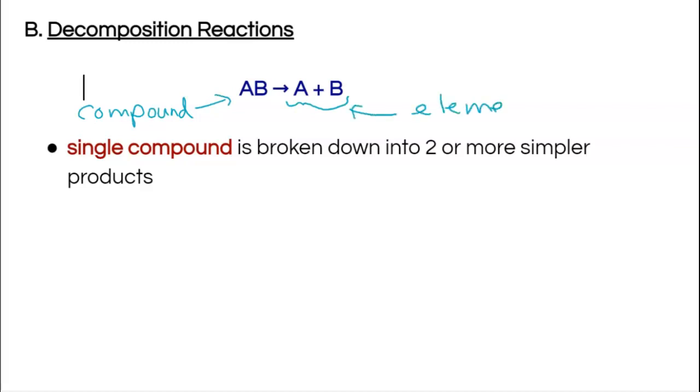Now, there's a caveat to this, which is, in grade 10, we're simply only going to look at the case where a compound breaks down into its elements, but please know that there are decomposition reactions where we take a compound and break it down into 2 or more simpler substances, some of which can be compounds or elements. But this year we're going to keep it simple. So let's take a look at a few examples.